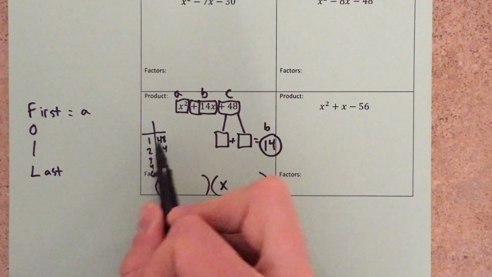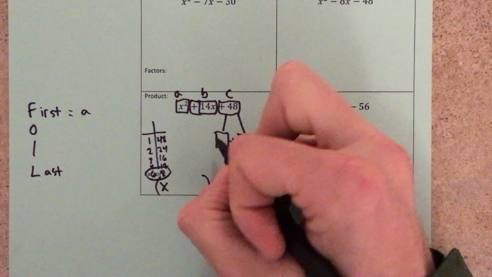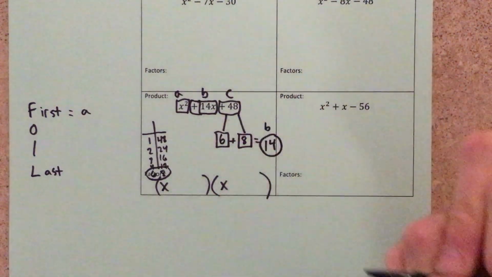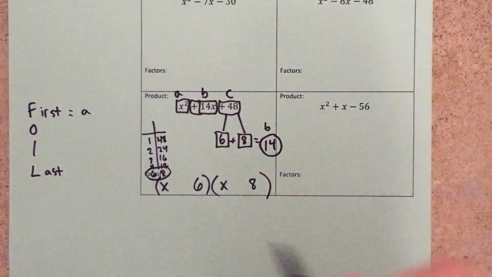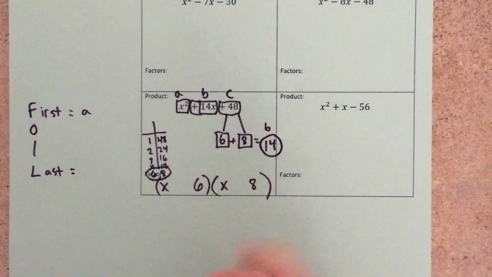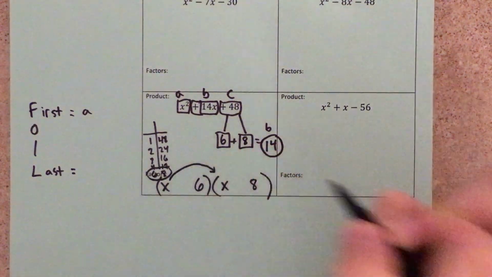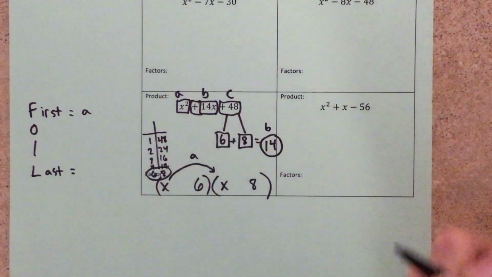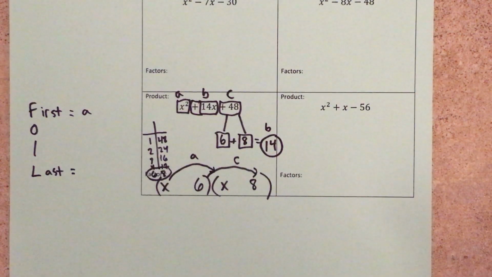Well, you can see most of these are too big. You get to 6 and 8. 6 plus 8 makes 14, and it also multiplies to make 48. So if I write a 6 and an 8 here, 6 times 8 makes 48. So for the last terms, when you multiply them, we'll add some arrows here. x times x makes x squared. That's your A. 6 times 8 is your C.